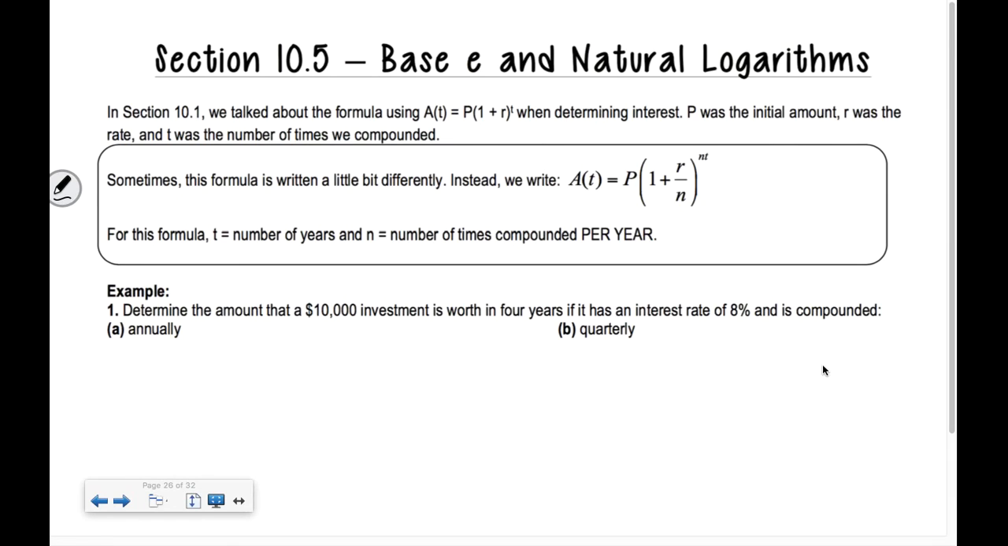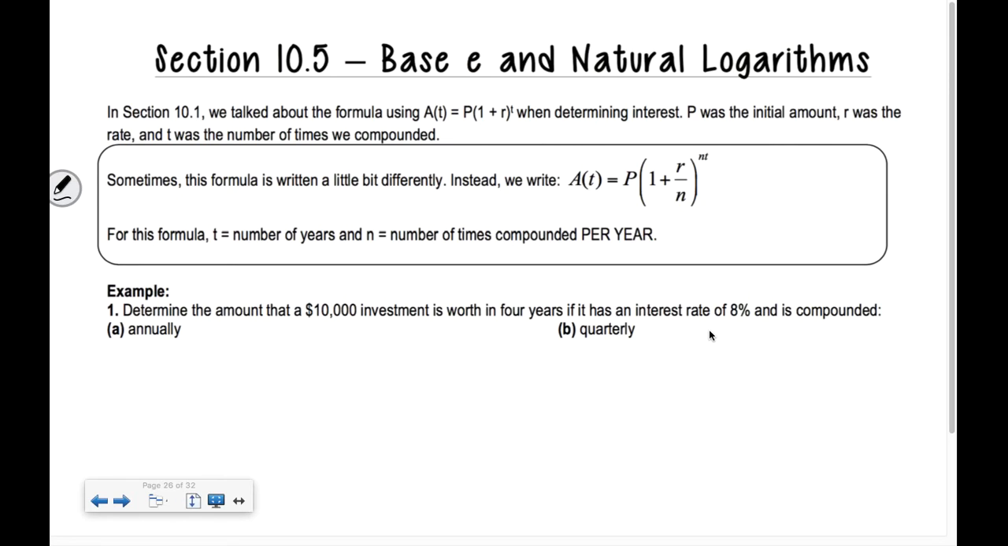So it's very misleading, isn't it? You think, wait a second, I thought I was supposed to get 3% at the end of the month. You don't. You divide that rate by 12. So this is what the formula looks like: P times 1 plus, instead of just r, we do r divided by n, the number of times it's compounded each year.